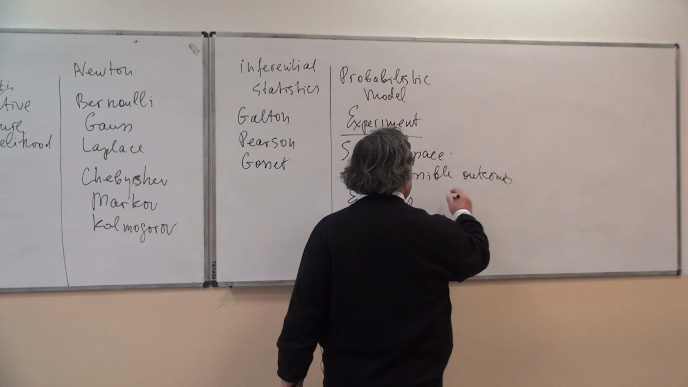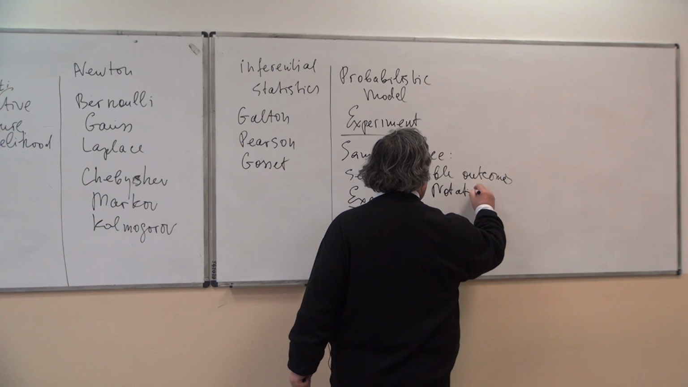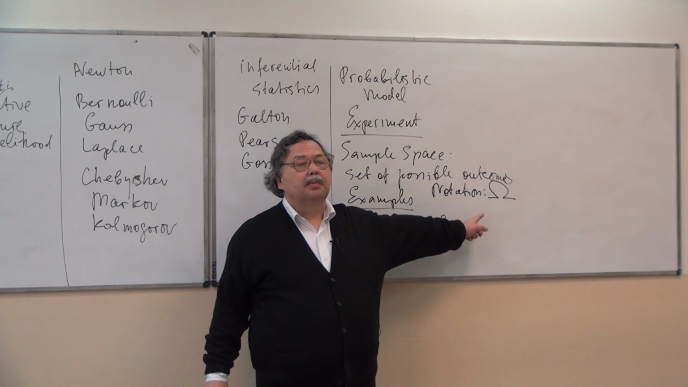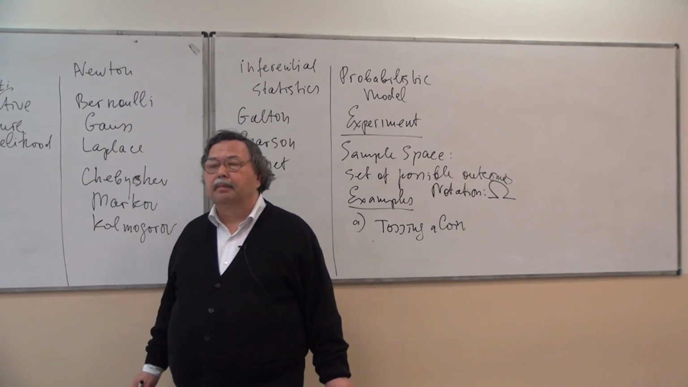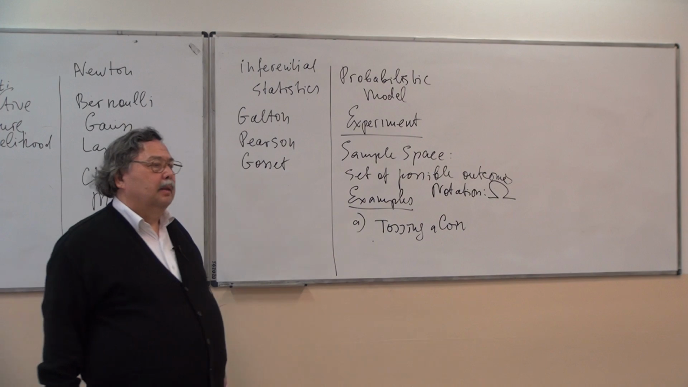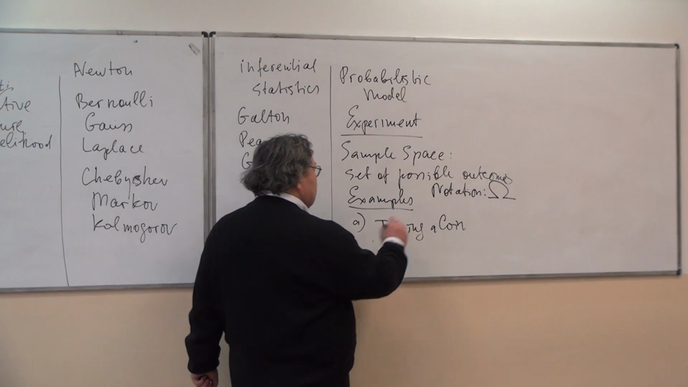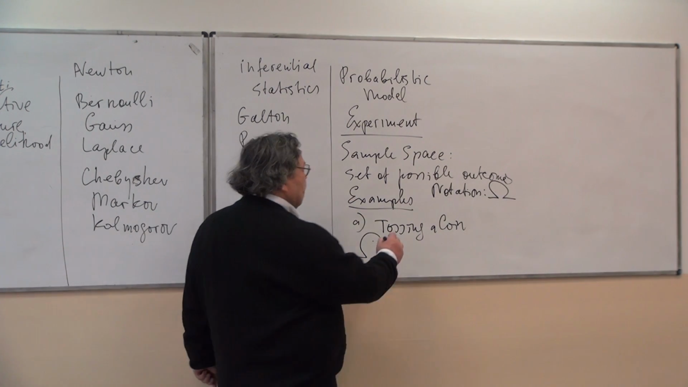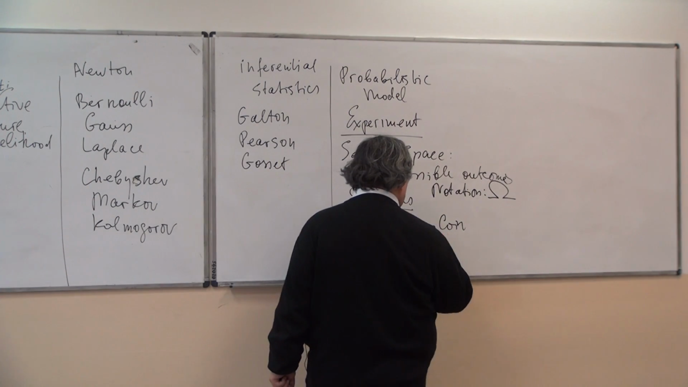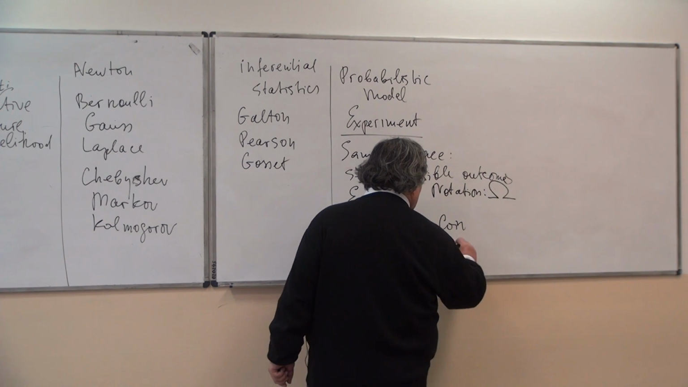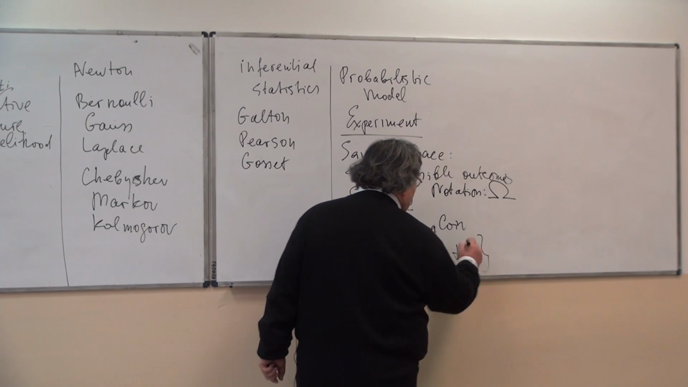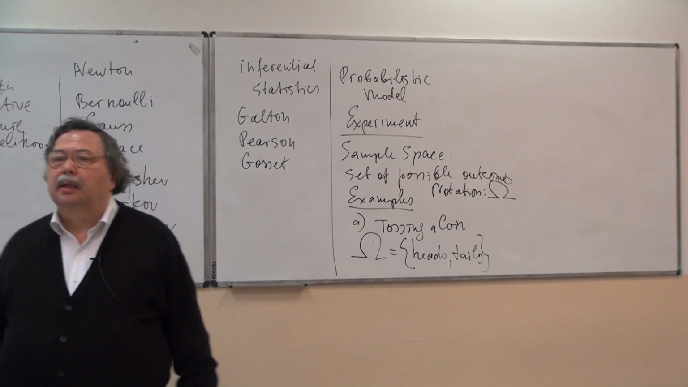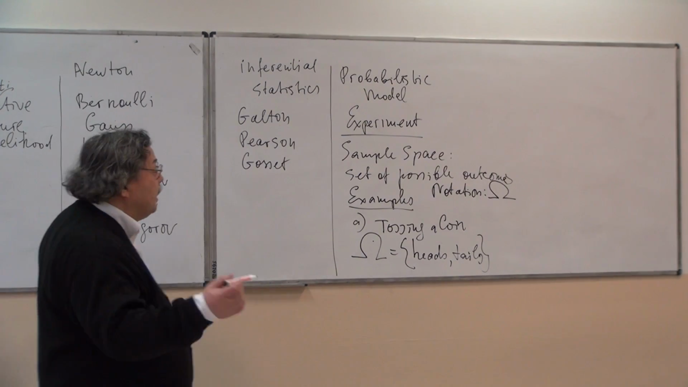Now, the notation. This is the standard way to denote the sample space: the capital Greek letter omega. Omega is the common notation for the sample space. And what's the sample space for the experiment of tossing a coin? It's this set, heads or tails. The coin turns up heads or it turns up tails, and there are no other possibilities. Okay, that's it. Simple.